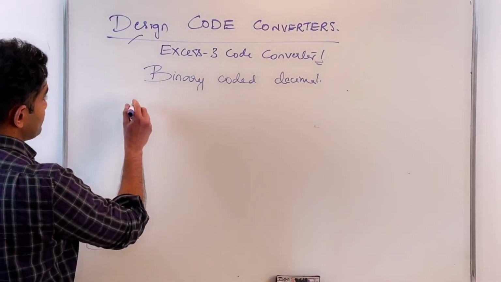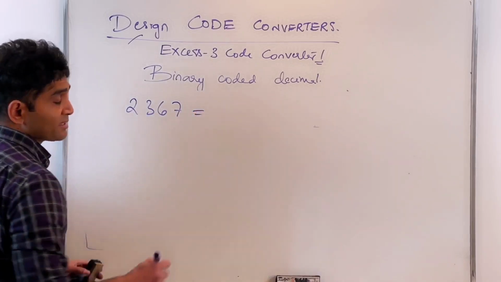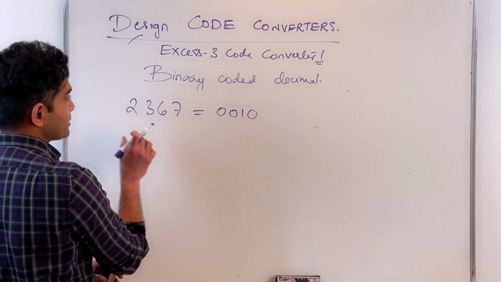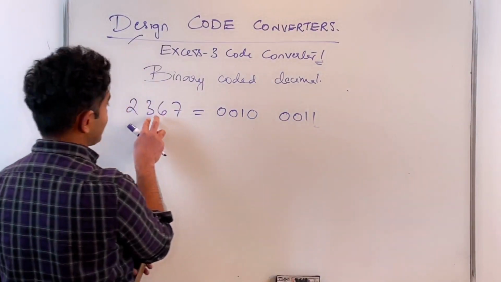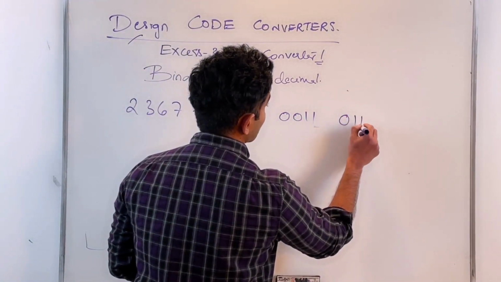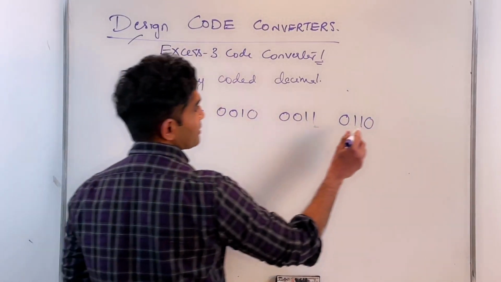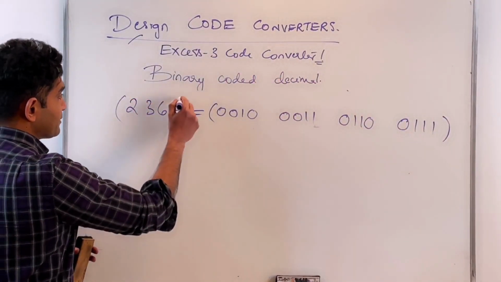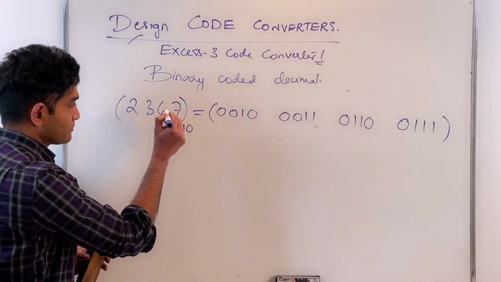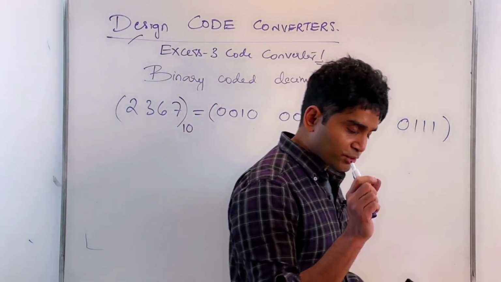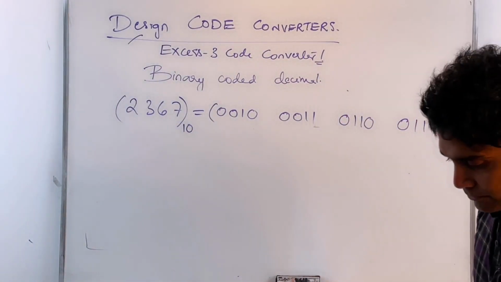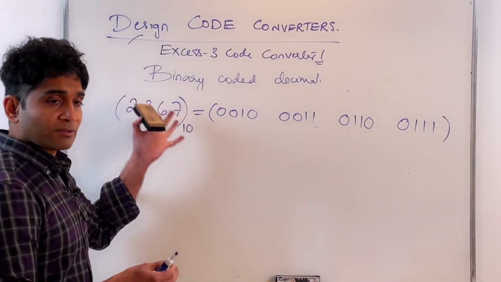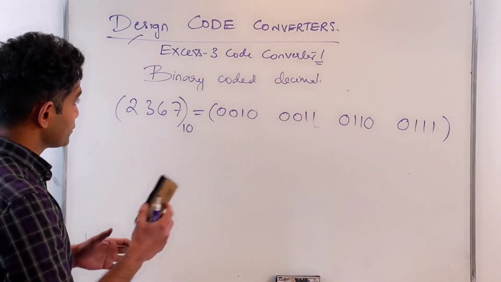Another quick example, 2367. If I want to express this in binary coded decimal format, that would read as 0010. That's the binary code for the first digit. 0011. That's the binary code for the second digit. 0110 and 0111. So that would be the binary coded decimal format for the decimal number 2367. Each digit is expressed as a 4-bit binary code, very similar to what you have done for the hexadecimal representation. The only difference is that these are decimal numbers, so each digit can go only from 0 to 9.